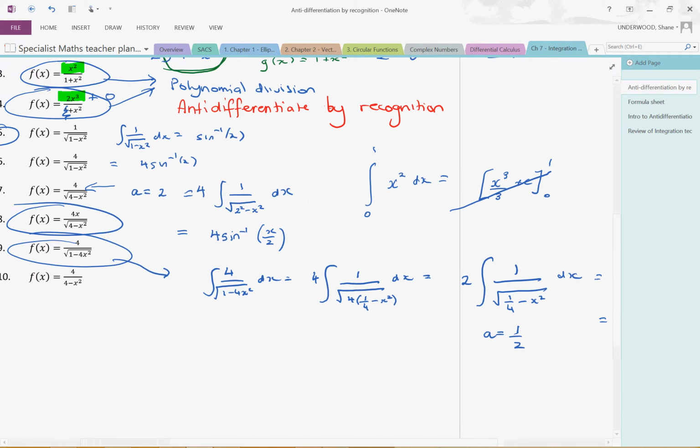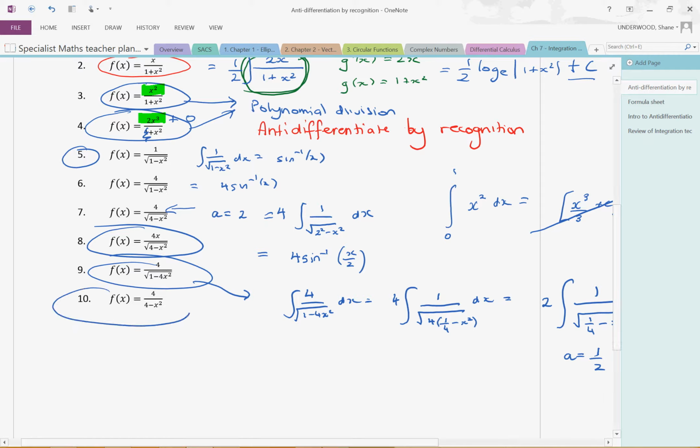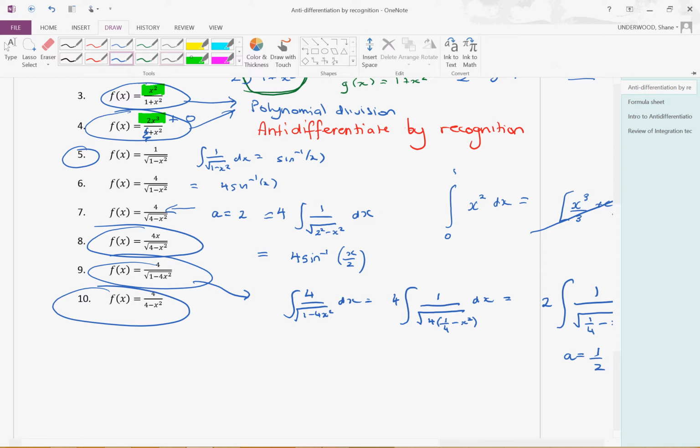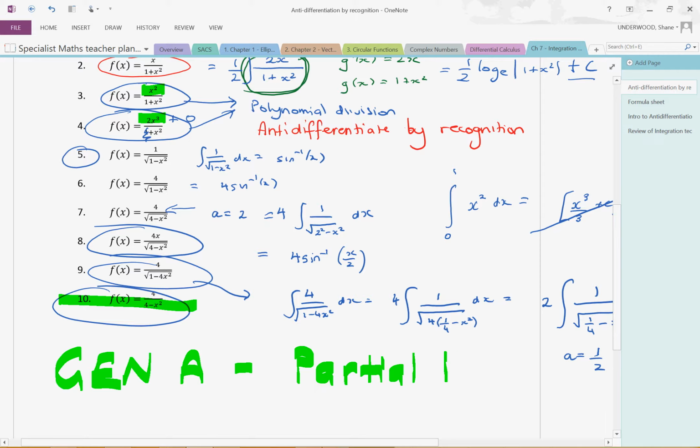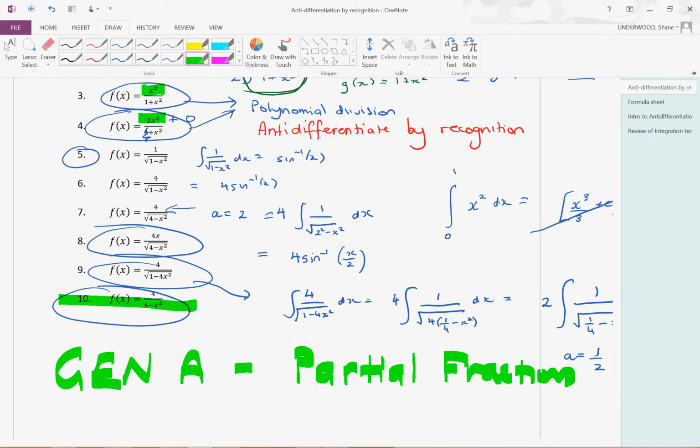Okay. All right. Now this one over here, I just wanted to stop and make a bit of a point on that, because in Gen A, you've done something called partial fractions. Now, I'm going to go through it and show you, and I'm going to give you a bit of an intro into partial fractions.